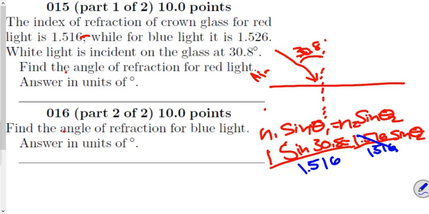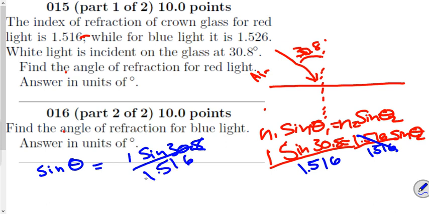Those go away. I'm going to go over here. So I have sine theta 2 is equal to 1 sine 30.8 divided by 1.516. My last step is to inverse sine both sides. So remember, you cannot divide by sine or anything like that, so I'm going to have to do inverse sine of both sides. Okay? If you're in math class, it would be arc sine. However, this is the way it looks in my calculator, so I'm going to use that. All right?